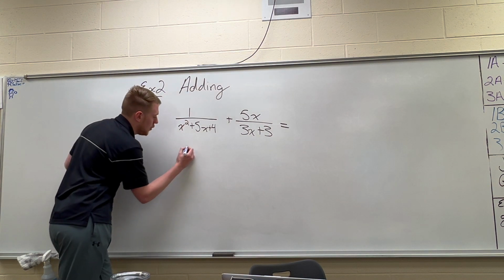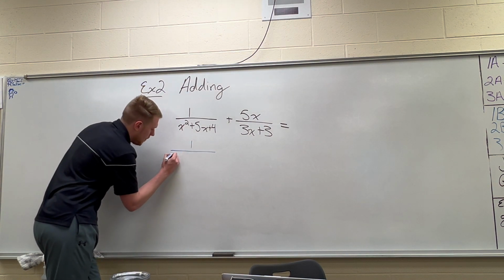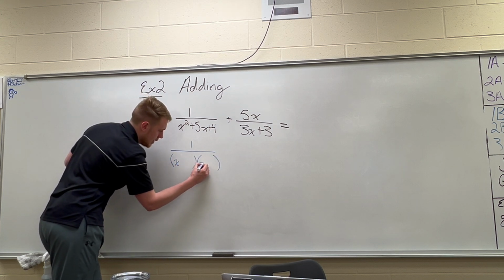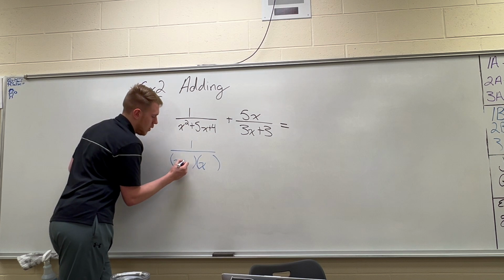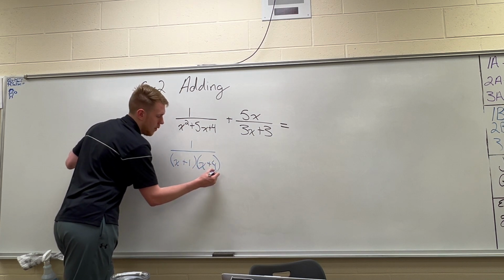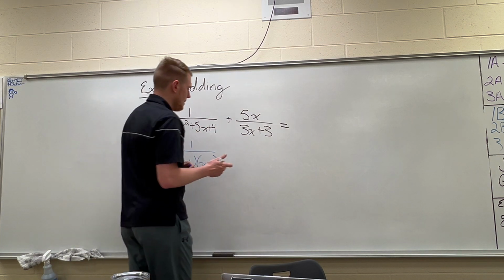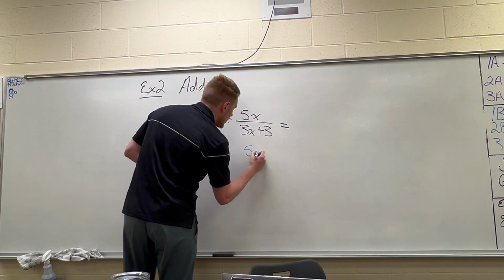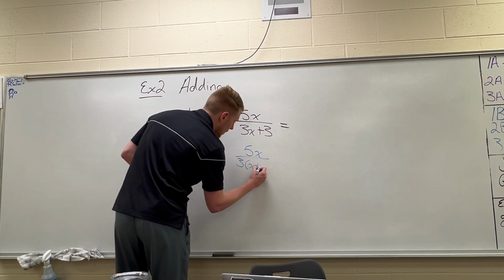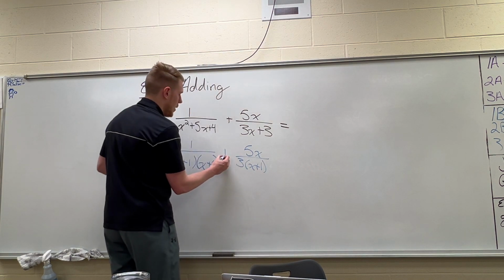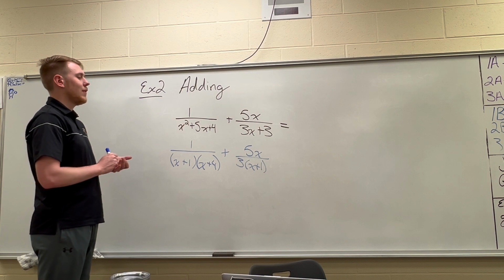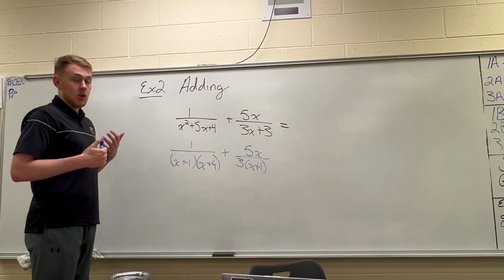This is going to factor out to 1 over x plus 1 and x plus 4. And then you come over here and you have 5x over 3 and x plus 1. Okay, so here's my new equation. 1 over x plus 1, x plus 4, plus 5x over 3, x plus 1. So what do you have to do?